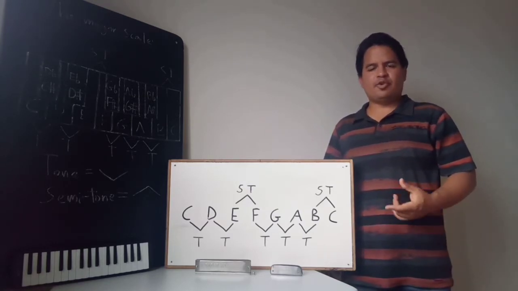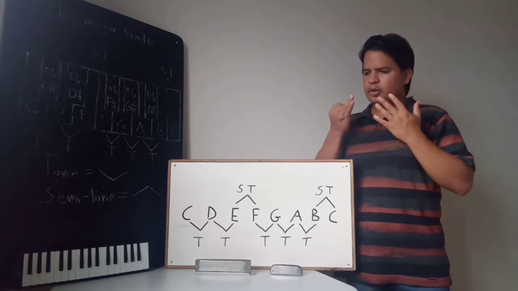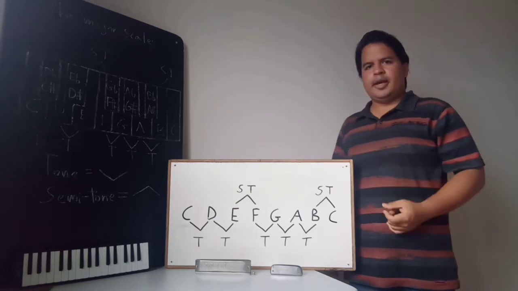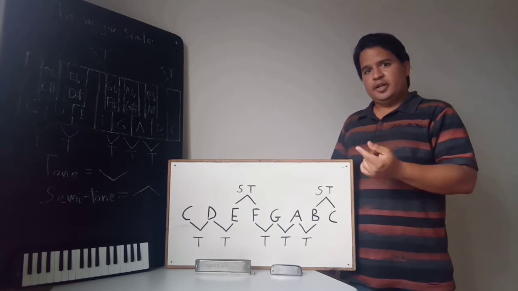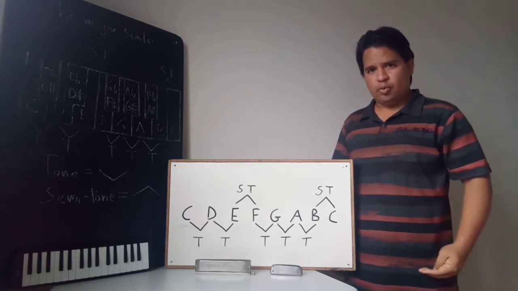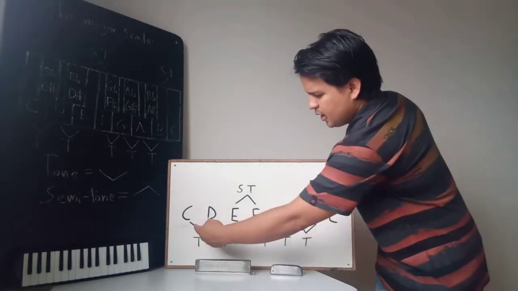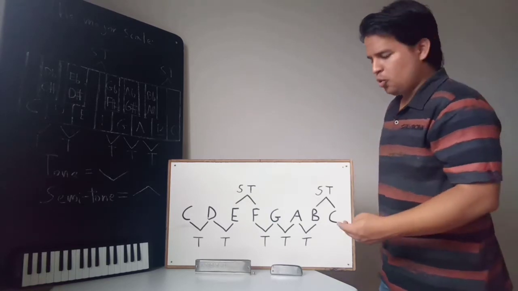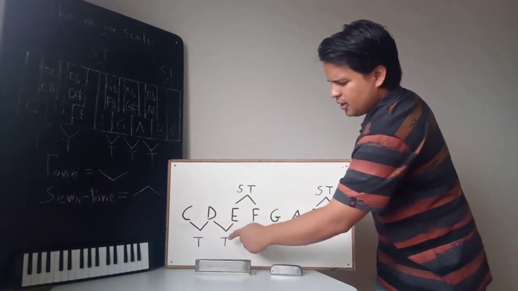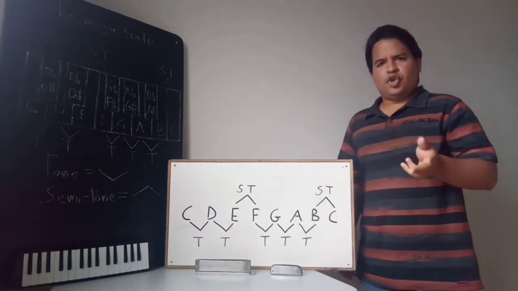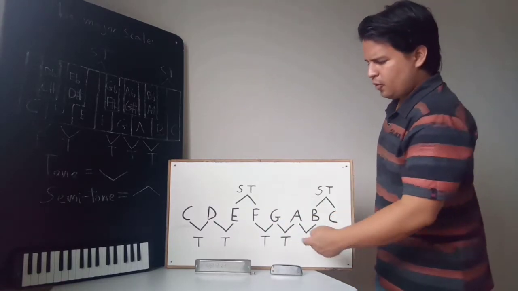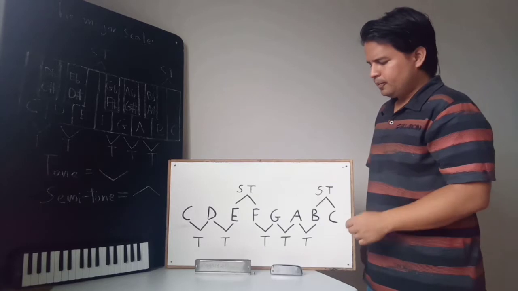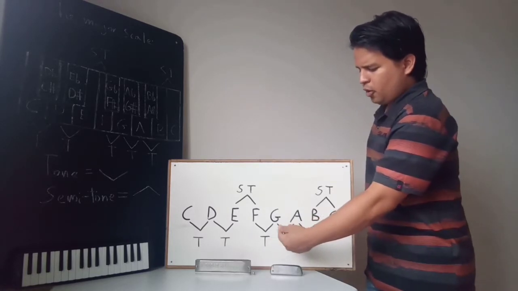For example, a C major scale is a 7-note scale with the repetition of the root, and from the first degree to the second degree we have a tone which is going from C to D, as you can see here. Then from the second to the third degree we have another tone which is going from D to E, as you can see here. From the third to the fourth degree we have a semitone going from E to F. From the fourth to the fifth degree we have another tone going from F to G.